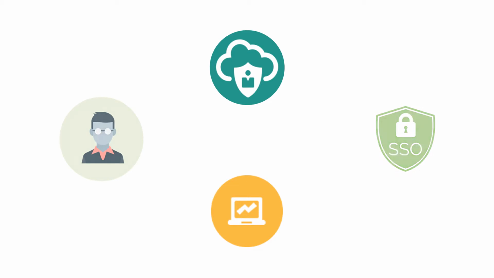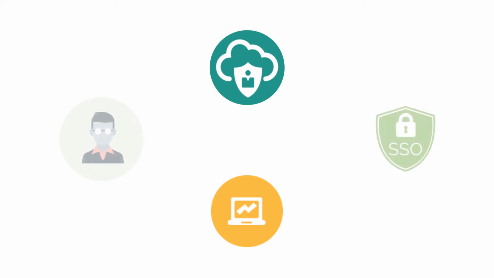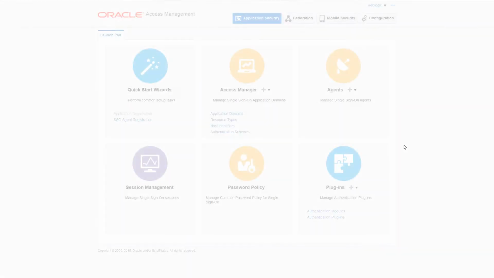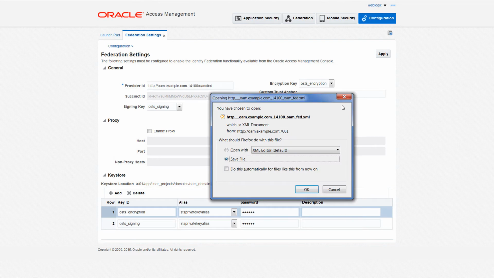First, we configure OAM as an identity provider in Oracle Identity Cloud Service. Then, we configure Oracle Identity Cloud Service as a service provider in OAM. Last, we test the federated login and enable it. So let's get started. In order to configure OAM as an identity provider, we need to export the SAML 2.0 metadata in the OAM console.